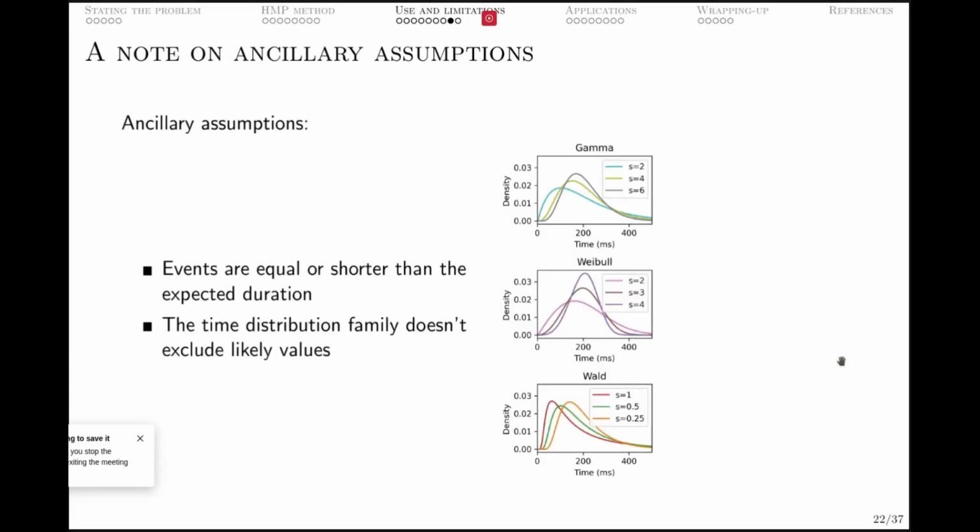And this one, I'm not even going to rediscuss it, because the time distribution is a factor we use in the equations, but it's actually not important. The only thing you need to keep in mind is that whatever time distribution family you choose, usually you don't choose any, you would just go with the defaults, but whatever you choose, it shouldn't exclude any likely values.